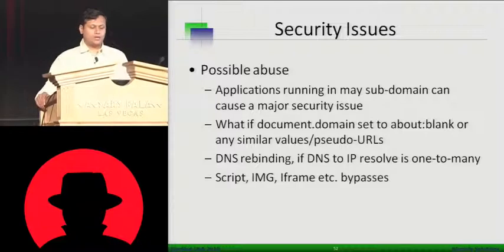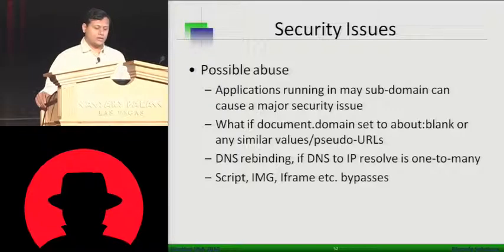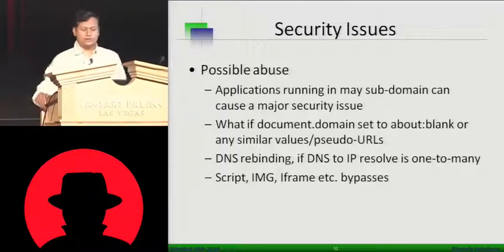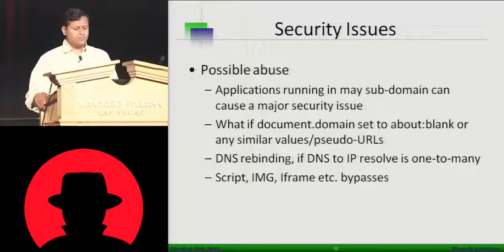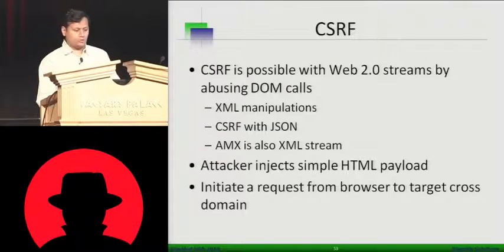An application may be running in a subdomain, so you can load something in a subdomain which gets loaded by CSRF. What if document.domain is set to about:blank? There is a pseudo URL mechanism there, or DNS rebinding, if a DNS or IP resolves to one-to-many. So there are some attacks there, and then you have already bypasses via script, image, iframe, action tag of form, etc. These allow you to make cross-domain calls.